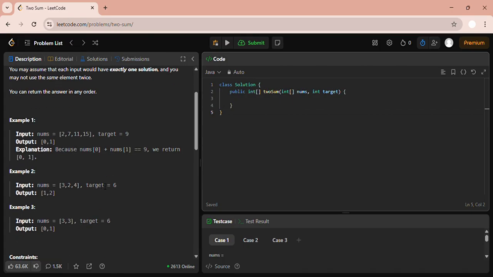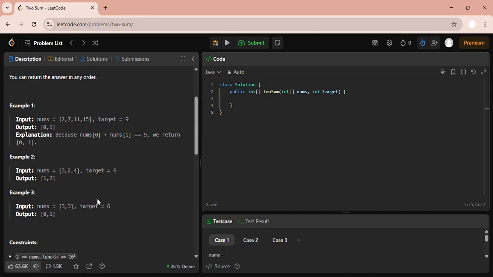In example 2, if the array is 3, 2, 4 and the target is 6, the answer is 1, 2. This is because nums at index 1 is 2 and nums at index 2 is 4. Adding them gives 6. And in example 3, if the array is 3, 3 and the target is 6, the answer is 0, 1. This works because nums at index 0 is 3 and nums at index 1 is also 3. Both together make 6. Okay, first I will write the code.